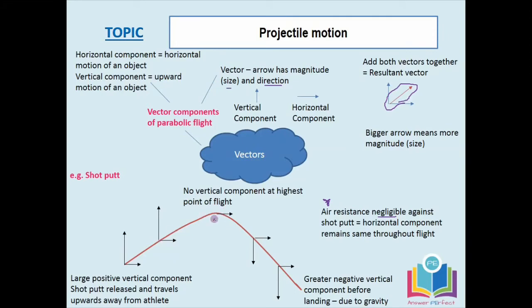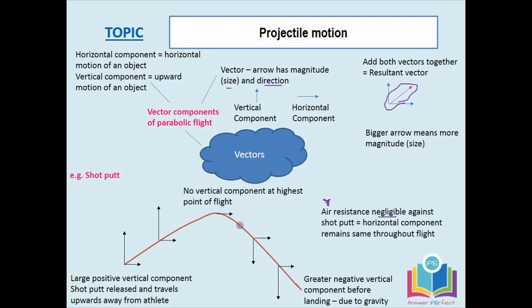Then when we get to the top, there's actually no vertical component at the highest point of the flight because it isn't actually going any higher. We then start to take an effect where there is now no more positive vertical component. Now it can only be affected by gravity, which is why the vertical component decreases during the flight. Air resistance is negligible, so both the horizontal and vertical components are unaffected by air resistance. Okay, they've stayed the same all the way through.